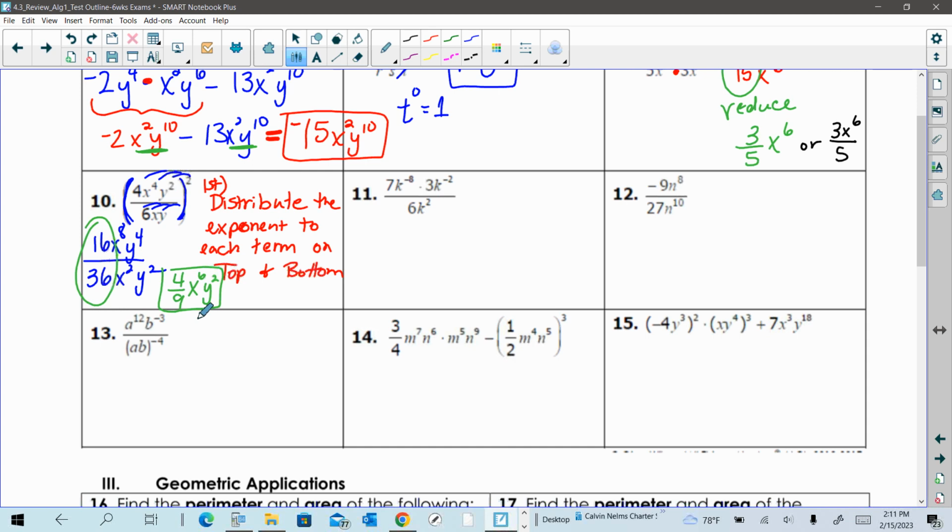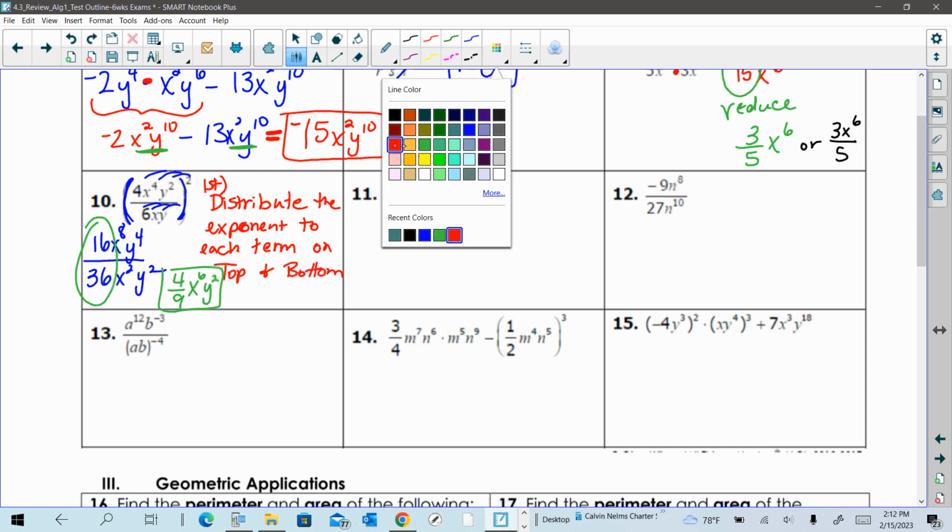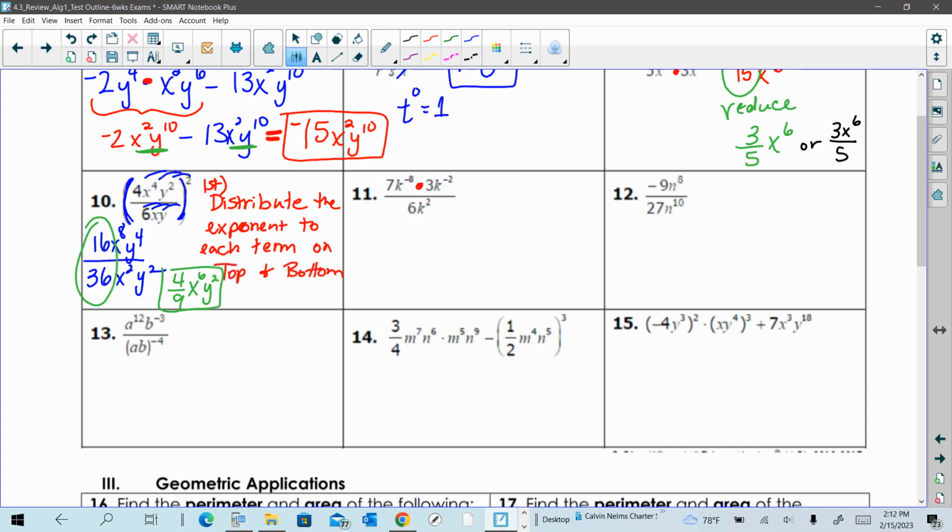11 is similar to 10. It's just you don't have to do the quotient rule first. You just need to go straight to your product rule. There are different ways to get to this answer, but product rule says we multiply the coefficients, so that gives me 21. And then we add the exponents. This would be k to the negative 10. And we still have 6k to the 2nd power underneath in the denominator.